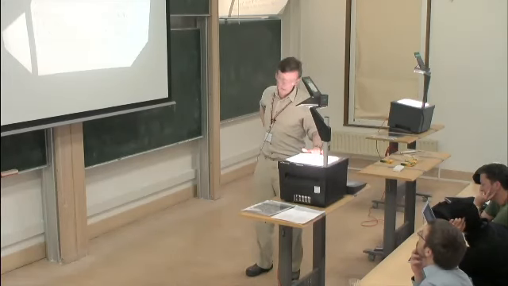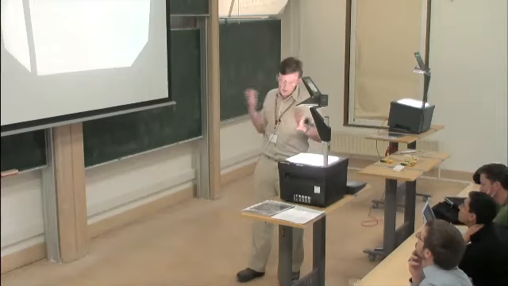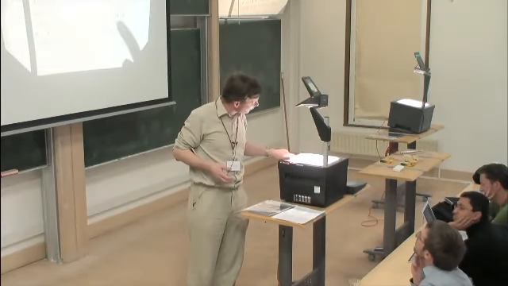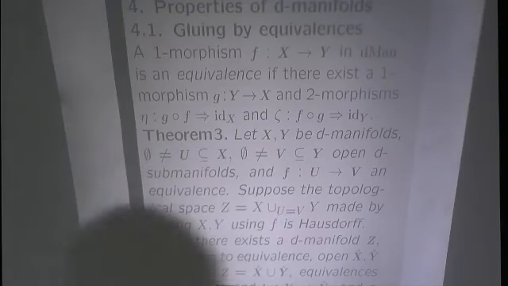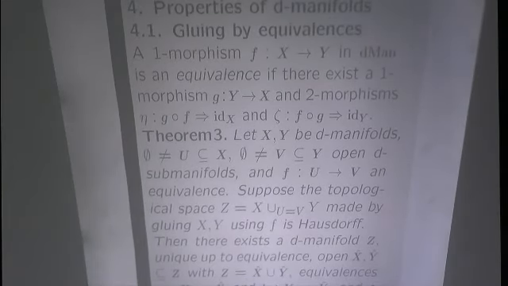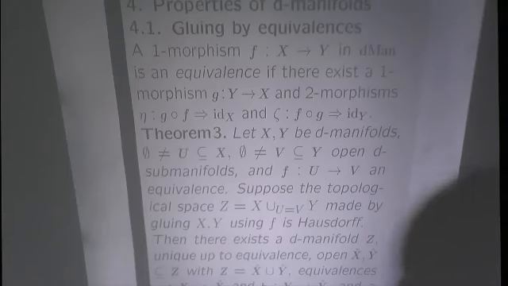is Hausdorff. Then there exists a D-manifold Z, which is unique up to equivalence in the 2-category of D-manifolds, and open D-submanifolds X hat and Y hat in Z, such that Z is the union of both, and equivalences g from X into X hat and h from Y into Y hat, such that g restricted to U is 2-isomorphic to h composed with f. So it's a kind of obvious thing one would hope, which is that you can glue things by equivalences on open subspaces.